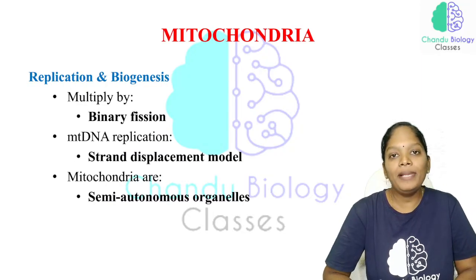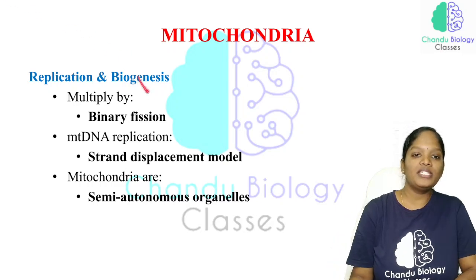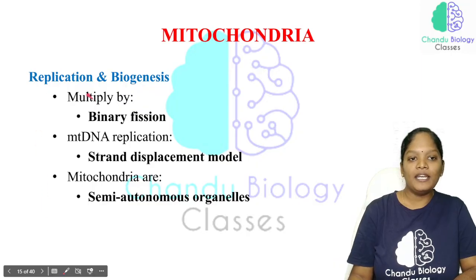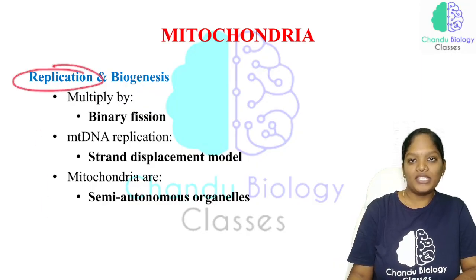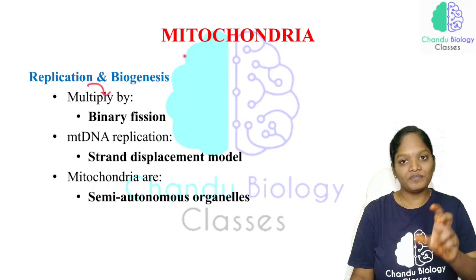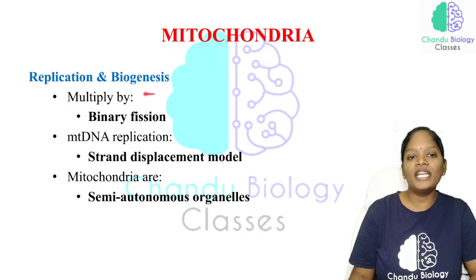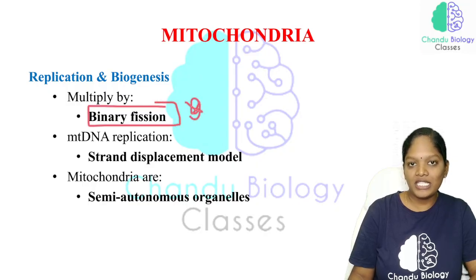Now, the replication and biogenesis process. So the replication and biogenesis means, see here, as the DNA is present here, this will multiply, which means the mitochondria will be multiplied by binary fission. Okay, so this mitochondria will be multiplied by binary fission, so this can be expected in the question.